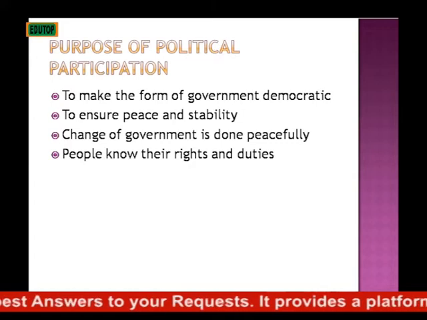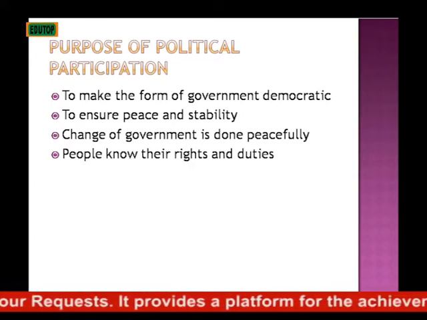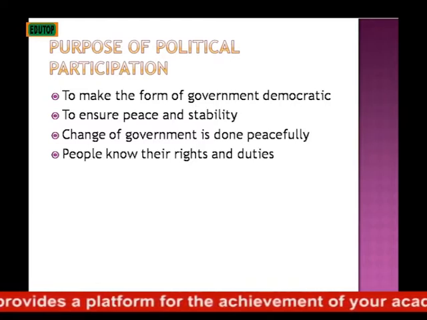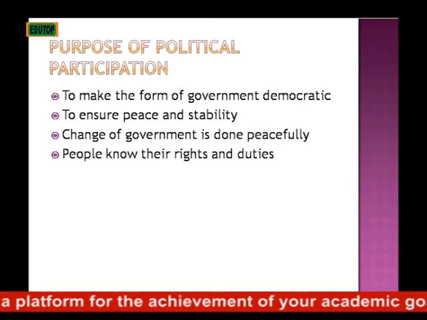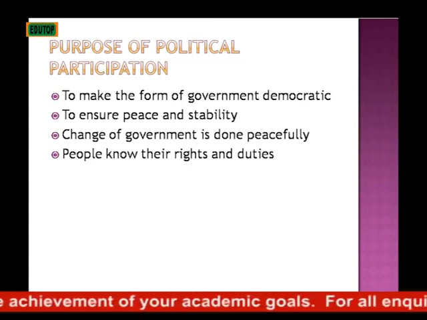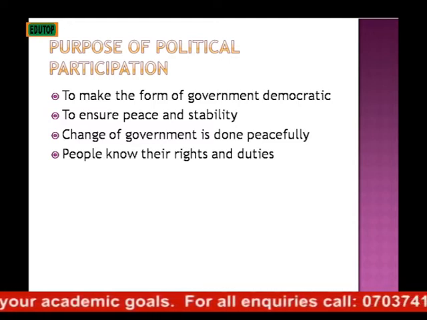If people participate in politics, everything happens right under their nose. No one goes home feeling aggrieved. No one goes home feeling he has been cheated. So there is peace and stability, because all the processes were laid bare. They were part of those who made decisions affecting their lives. Again, change of government is done peacefully.